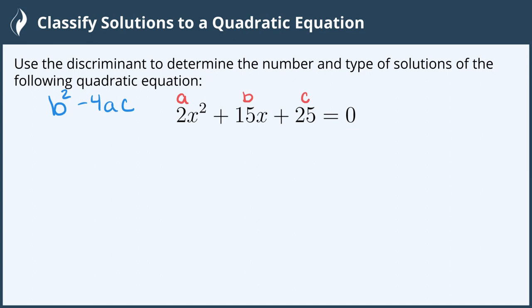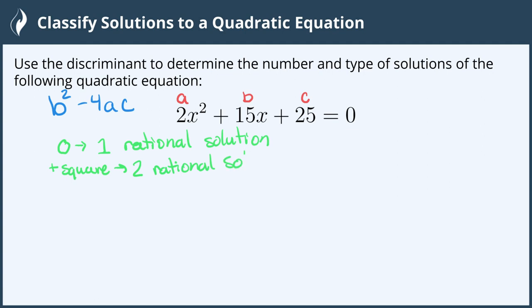So if we end up going through the discriminant and we get a 0 after we've calculated it, this tells us that we will have a single or one rational solution. If we go through the discriminant and we get a positive square, a number that's a perfect square, so that would be 4, that's 2 times 2, 3 times 3 is 9, 4 times 4 is 16, 5 times 5 is 25. If it's a perfect square, then we get 2 rational solutions.